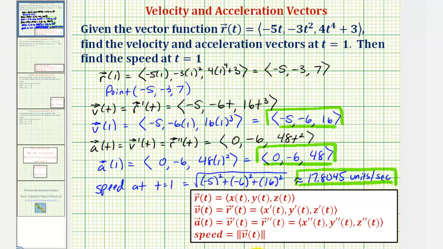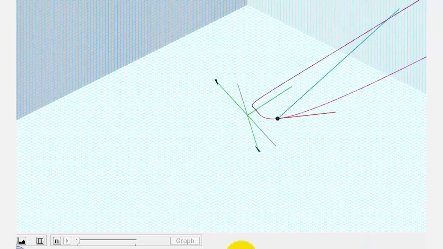Let's take a look at this graphically. In purple, we see the graph of the space curve. When t equals 1, this is the point on the curve. This tangent vector here is our velocity vector at t equals 1. And this light blue or light green vector here is our acceleration vector, a of 1.